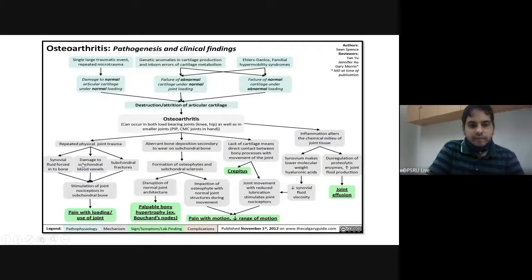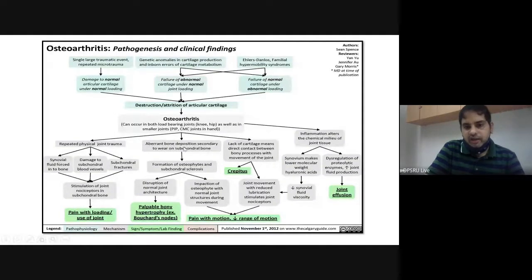So what will happen? Synovial fluid is forced to the bones, damage to the subchondral blood vessels, subchondral fractures, and these all result in stimulation of nociceptors in the subchondral bone. These send the signal to the brain and you will sense pain. So when the person is moving their joints, they will complain, I am getting a pain. So this is one thing.